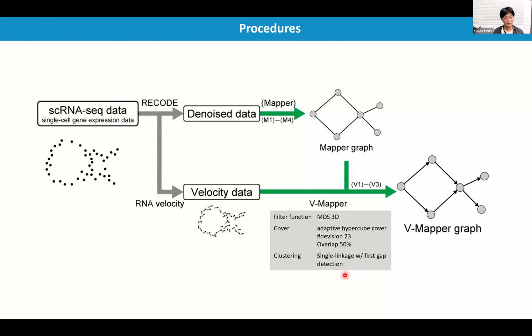For clustering, single linkage or DBSCAN is used in general. This also cannot destroy the distance structure. We summarize the parameter selection: the filter function and clustering have common methods, and the cover determines the resolution. So we check many parameters and determine whether it is good or not. Okay, thank you. So you changed the covers, changed the parameters, and found some stable parts of those results. Yes. Thank you very much.